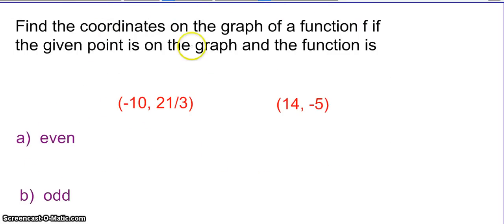Next, I want you to find the coordinates on the graph of a function f if the given point is on the graph and the function is either even or odd. So this is like the example we did before. Pause the video, write down your answers, unpause when you're ready to check your work.